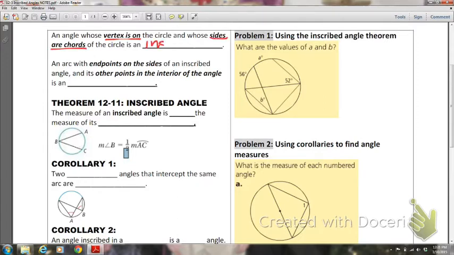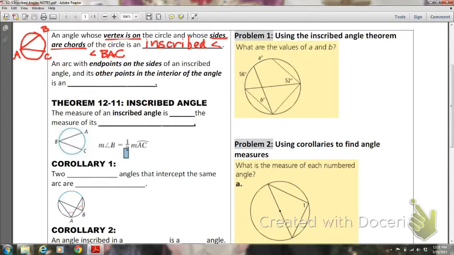So let's draw a picture over in the margin. That may help. Draw a circle, and then we have point A on the circle. That's going to be the vertex that's on the circle. And then draw two sides that are chords. So let's draw a chord AB and chord AC. And that has formed the inscribed angle. Angle BAC is an inscribed angle.